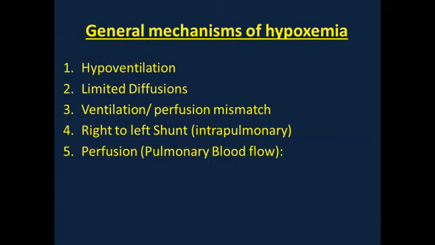Perfusion: if the lung is not getting enough blood flow, that's also another issue, which is the other extreme of ventilation perfusion mismatch, where the blood flow is now the issue, not the ventilation. So I will focus today on ventilation perfusion mismatch and right to left shunt. So first, the ventilation perfusion apparatus.